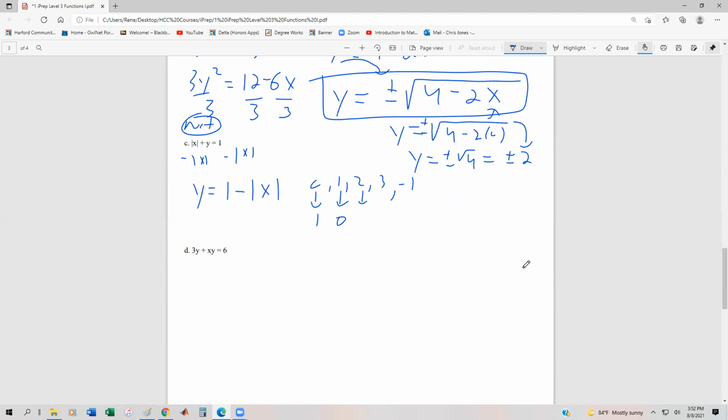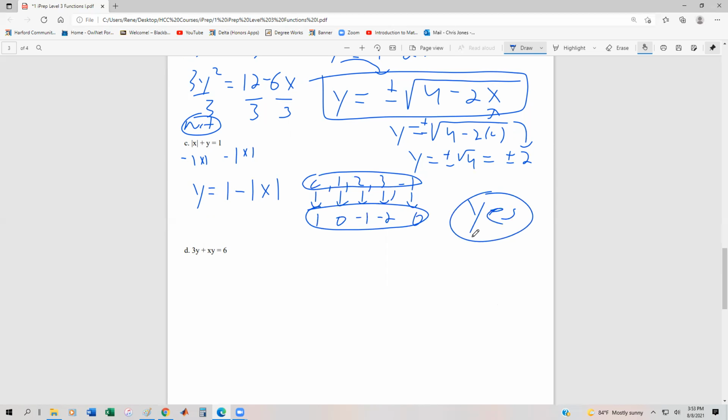If I plug in 2 for x, that means I'm going to get 1 minus 2, which is going to be negative 1, 1 minus 3, negative 2, 1 minus the absolute value of negative 1, which is going to be 1 minus 1, which is 0. All right. And so what we see is that for every input, it's drawing an arrow to exactly one output. So one of the tricks you can do with this is solve it for y, or solve the relation for y, and then maybe plug in a few numbers and see if you get one input for one output. So this one is, yes, it is a function.